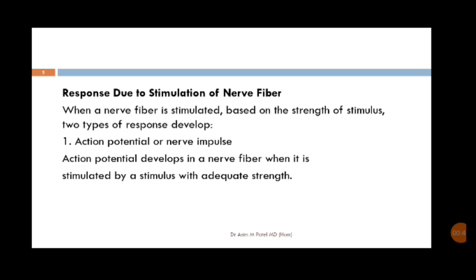Response due to stimulation of nerve fiber. When a stimulation is given to the nerve fiber, based on the strength of the stimulus, there are two types of responses. The first one is called action potential or nerve impulse. Action potential develops in a nerve fiber when it is stimulated by a stimulus with adequate strength.